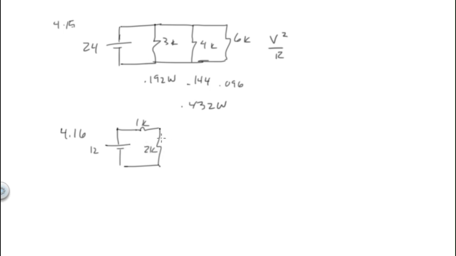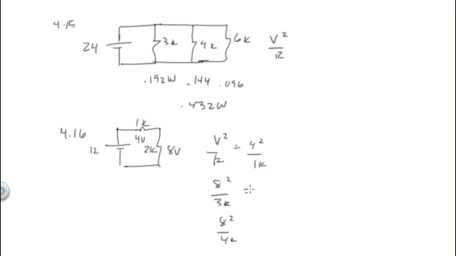So I can split this voltage, and I can see that the voltage across the 1K is 1/3, or 4 volts, and I can see that the voltage across the 2K, or the 3K and the 6K, is 8 volts. So I can see that the power now in the 1K is what? V squared over R, which should be 4 squared divided by 1K, and the power in the 3K is 8 squared over 3K, and in the 4K it's 8 squared over 4K.